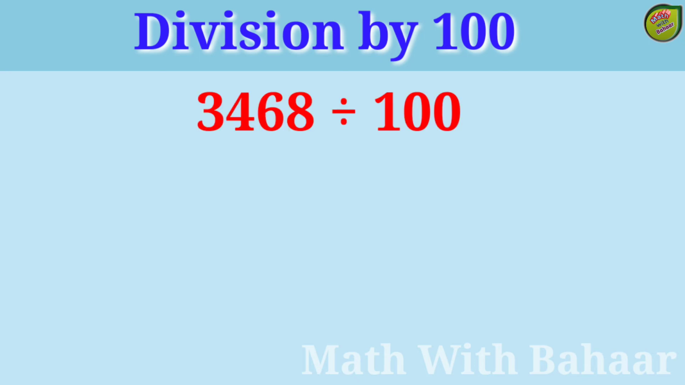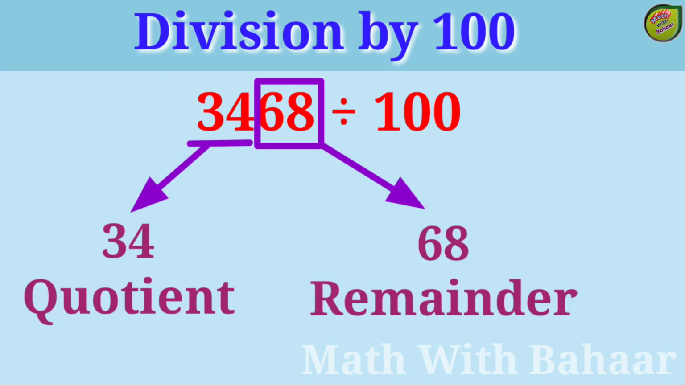Let us take an example as 3468 divided by 100. So here in 100 we observe that it consists of 2 zeros. Therefore, we have to separate two numbers from the dividend part starting from ones place. So we will take the ones place and the tens place digit, which is 68. So here the remaining number towards the left side, that is 34, will be considered as the quotient, and 68 will be considered as the remainder, which we have separated.